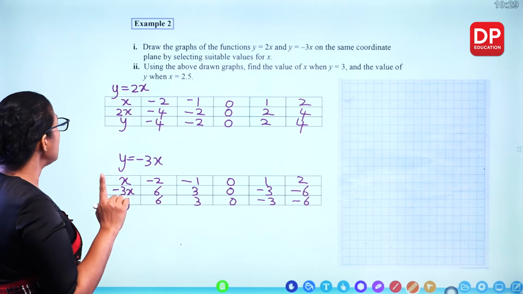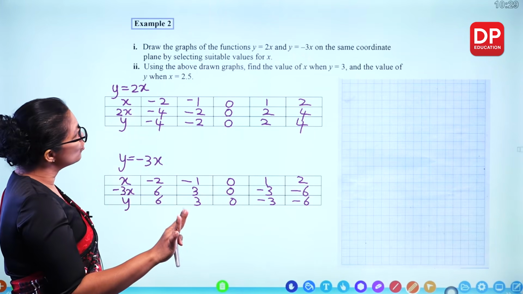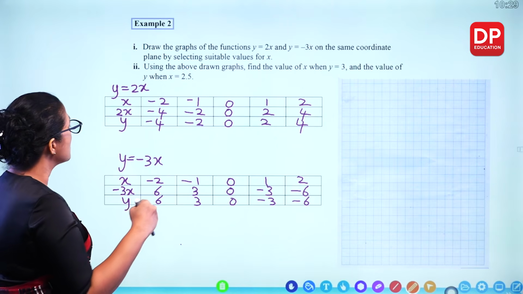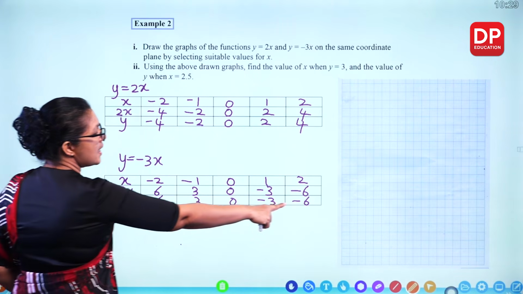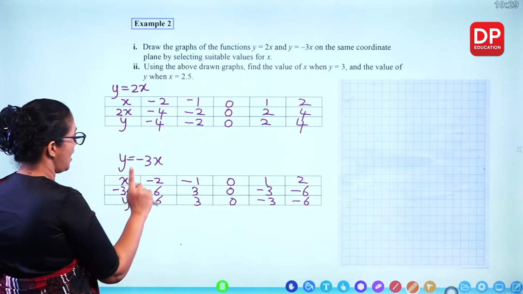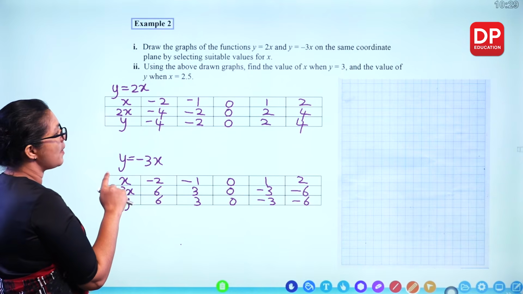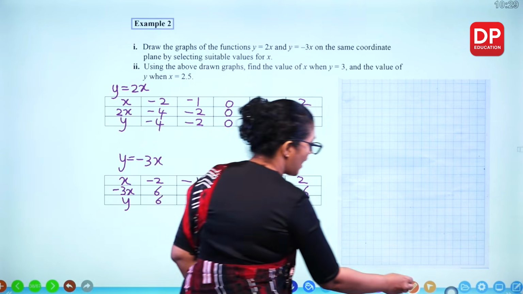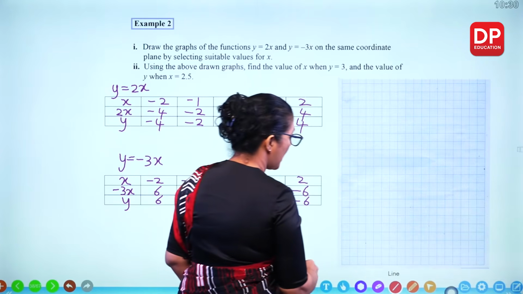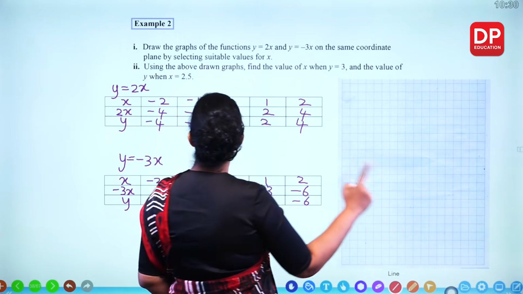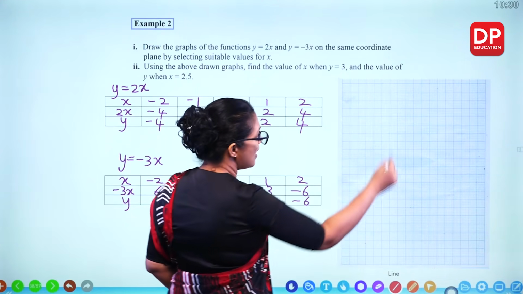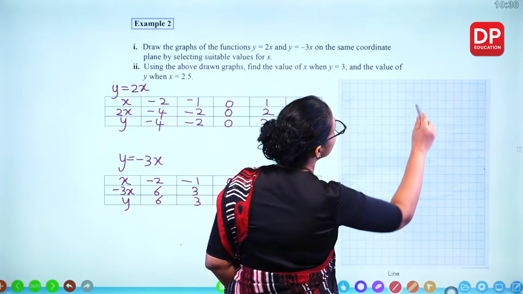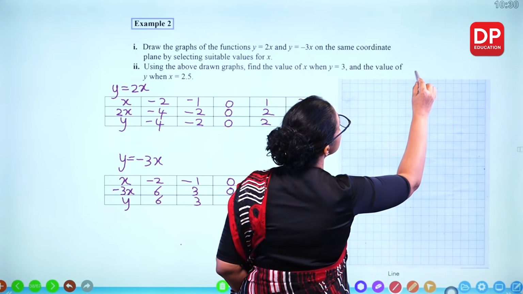Now we can see x is from minus 2 to 2, but for the y values, minus 6 is the lowest and the highest is plus 6. So we need to scale it to get all these values. So we'll take the middle as the y-axis. We'll take here.